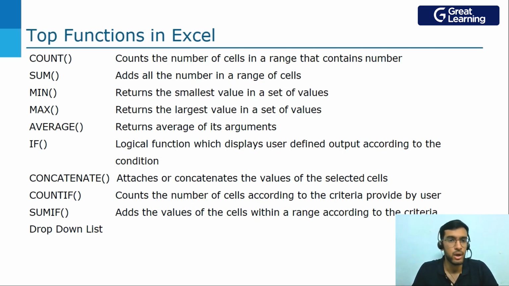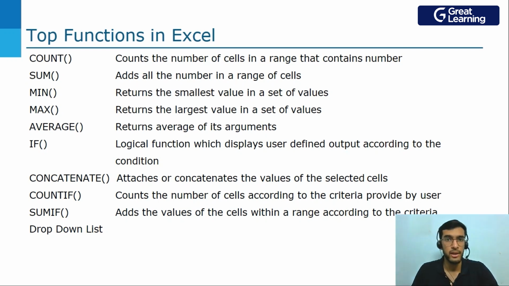So basically, what a count function does is it counts the number of cells in a range which consist of numbers. So it is searching for the number of cells which contain numbers. Moving to the next function, that is the sum function. As the name suggests, it adds all the numbers in the range of cells. Moving on to the minimum function, as the name suggests, it returns the smallest value in a set of values. And coming to the max function, it returns the largest value in a set of values.